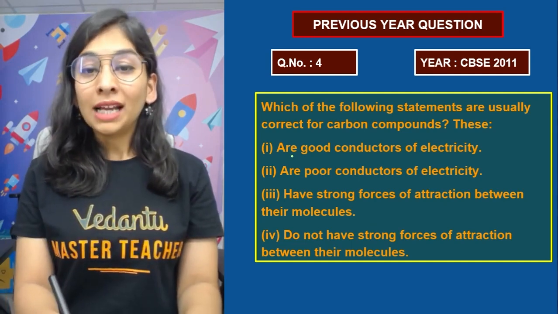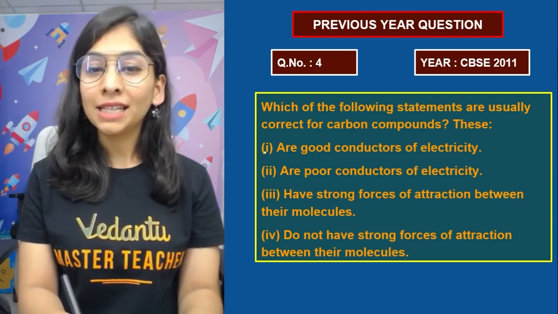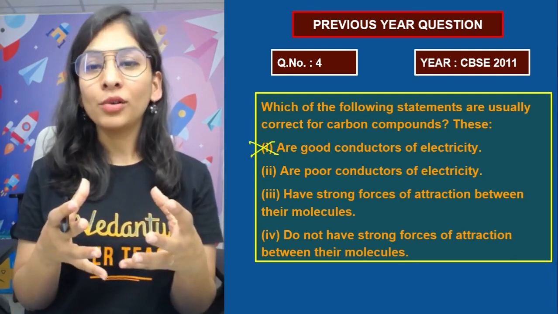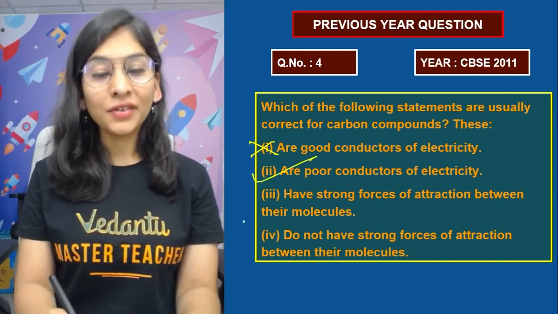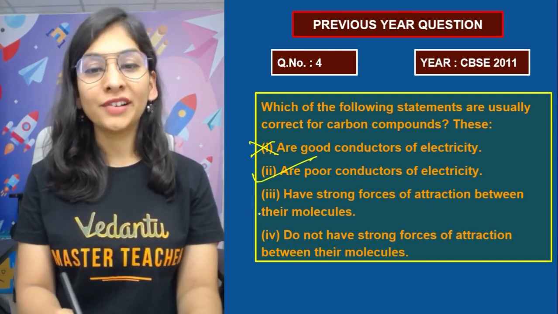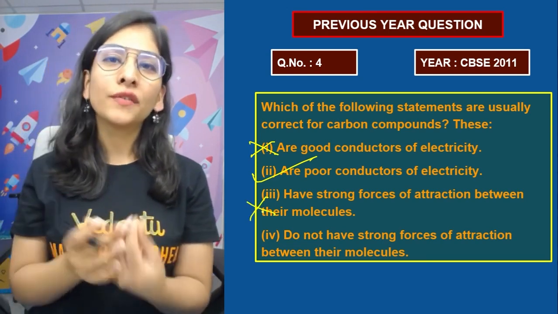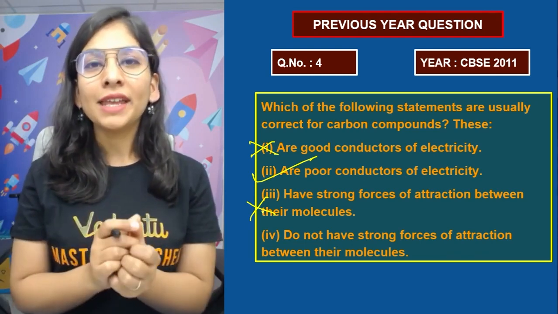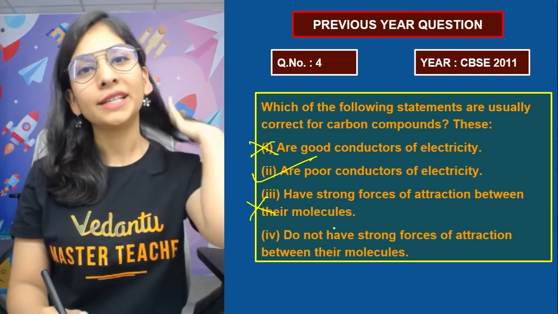Carbon compounds are good conductors of electricity. Here we are not talking about exceptions. Please remember that they are not at all good conductors of electricity because these are neutral compounds, and for the conduction of electricity we need free ions. So they are definitely poor conductors of electricity because of having no free ions. Strong force of attraction between their molecules? No. They have low melting and boiling points, generally soft solids, liquids and gases, poor conductors of electricity, and have a much weaker force of attraction between their molecules as well. And that's how they have low melting and boiling points.